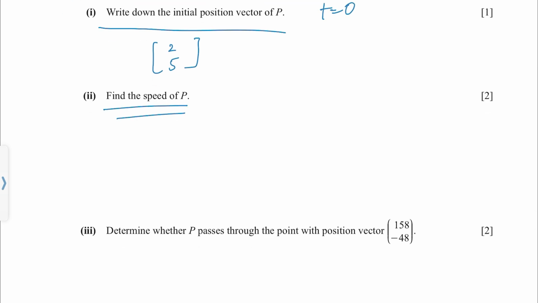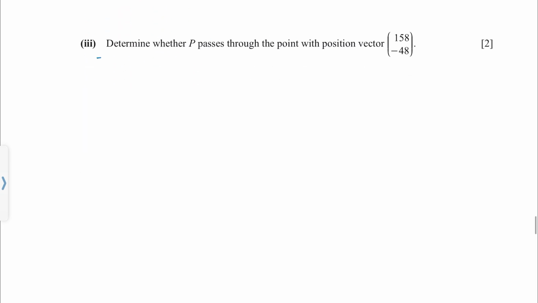Now we need the speed of P. For that, you'll be using these two coefficients, that would be 12 and 5, since it is moving in x direction and this is moving in y direction. So this would be 12 squared plus 5 squared, all under root. So this would give us 13 as our speed. This is our velocity, then this is converted into speed.